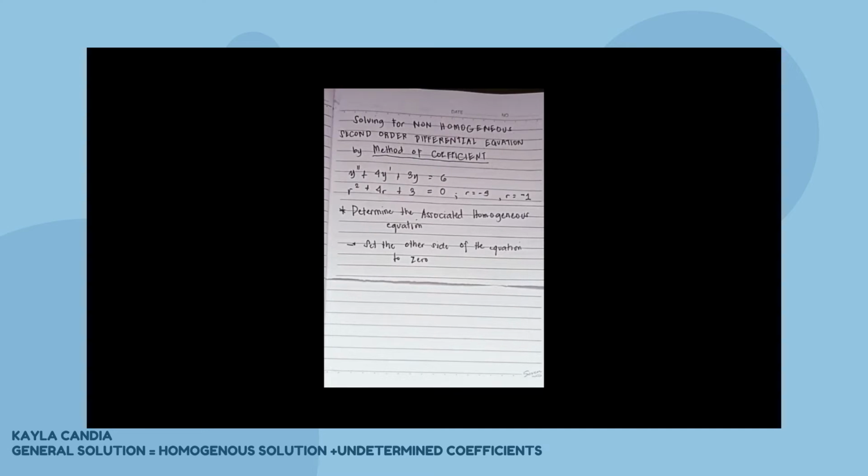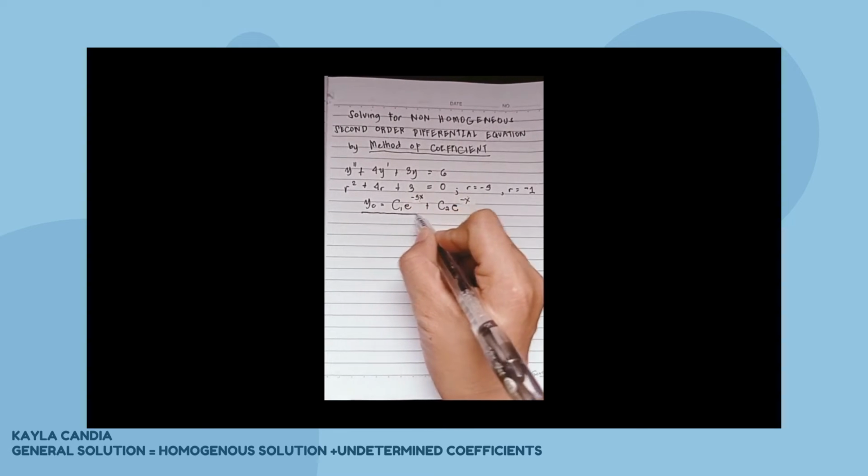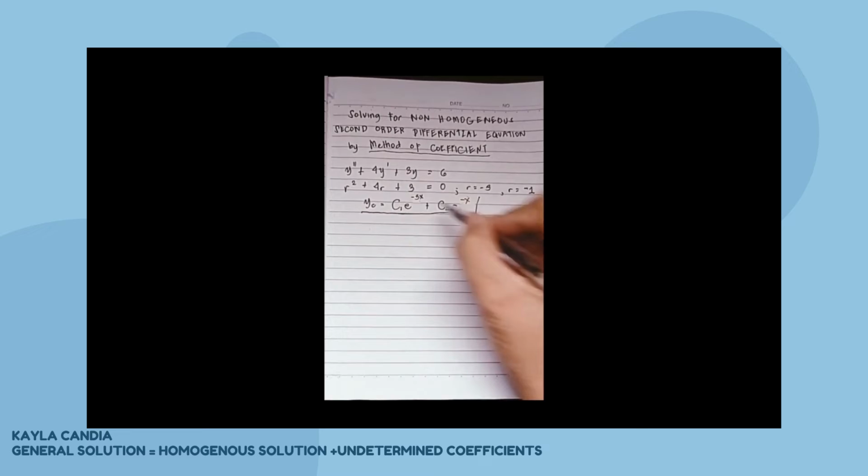Therefore, the result tells us that our complementary function or complementary solution is y sub c equal to c sub 1 times e raised to negative 3x plus c sub 2 times e raised to negative x. So this will be our complementary solution.